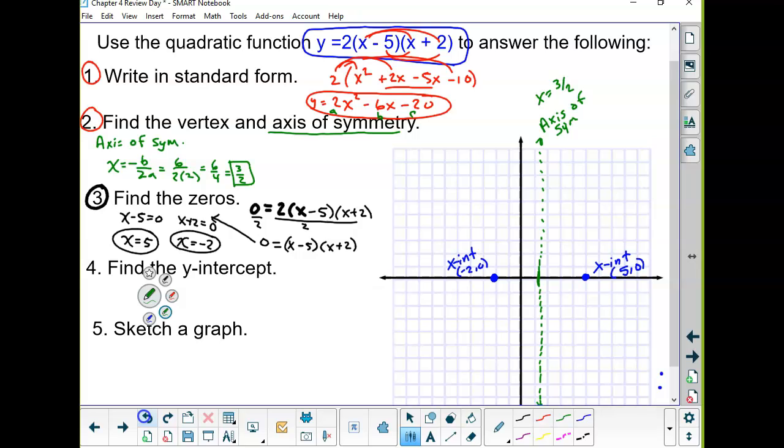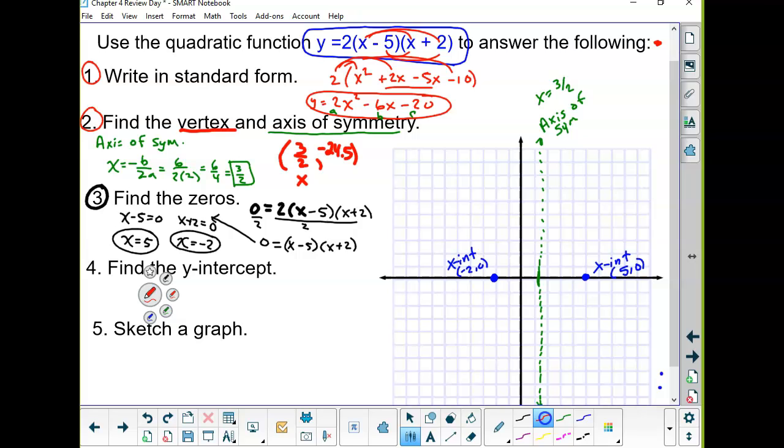Now I need to find the vertex. And remember, the vertex is what happens when I plug 1.5 or 3/2 into the original function. And that's where I just grabbed my calculator. When you plug that in for x, you can use the standard form or the intercept form. You'll get negative 24.5. Now you should have got the same thing if you used your calculator as well.